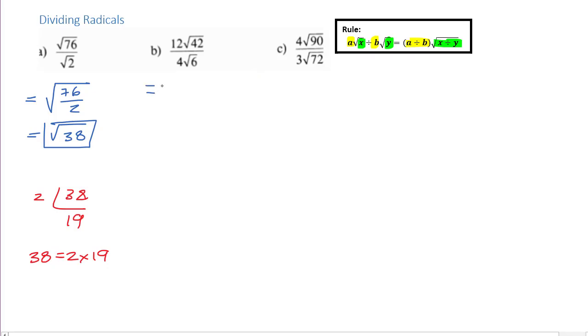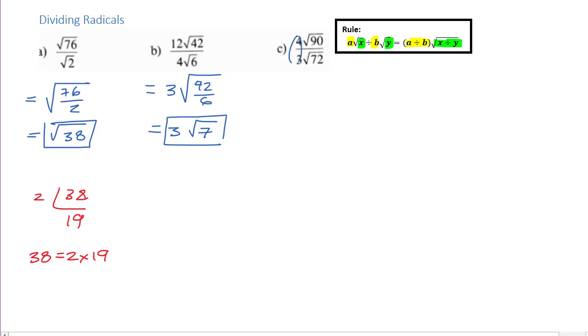Okay, the numbers out front divide evenly. So 12 divided by 4 is 3. And then same thing, these numbers under the square root can be divided. 42 divided by 6 is 7. Again, nothing we can simplify underneath the square root symbol. Pretty easy. Now here's where things get a little wonky.